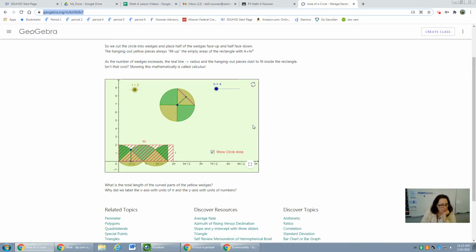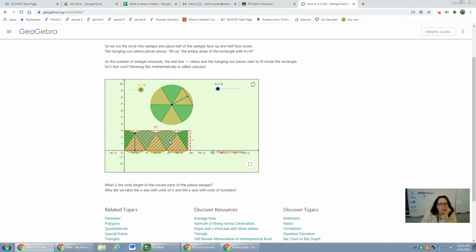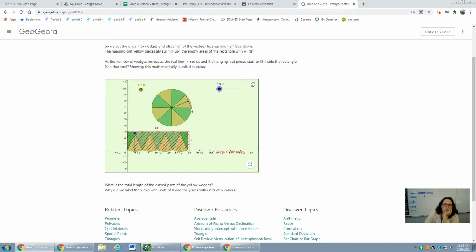I want to look at 6. So here's 6. Let me make the radius 3. So here's the 6 wedges. Now this next problem says that they want to go to 8 wedges. So I want you to take a look at this, and now I want you to take a look at this. Is there any difference that you're noticing? So 8 and 6.